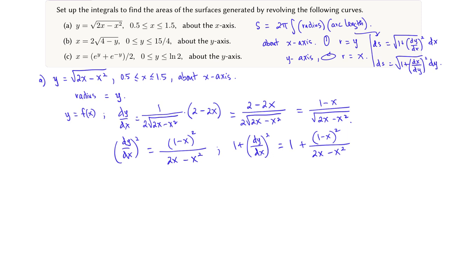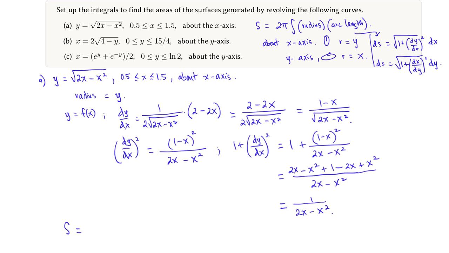The common denominator is 2x minus x squared. And so we would multiply 1 over 1 by 2x minus x squared so that we can combine both terms. Expanding (1 minus x) squared, we have 1 minus 2x plus x squared. But minus 2x plus 2x is 0, and minus x squared plus x squared is 0. And so the numerator ends up with 1 only. The denominator is still 2x minus x squared.